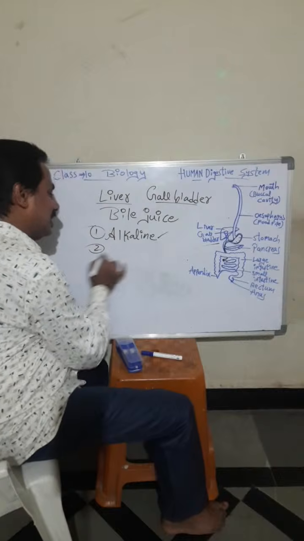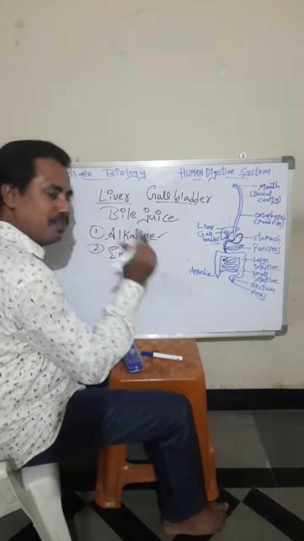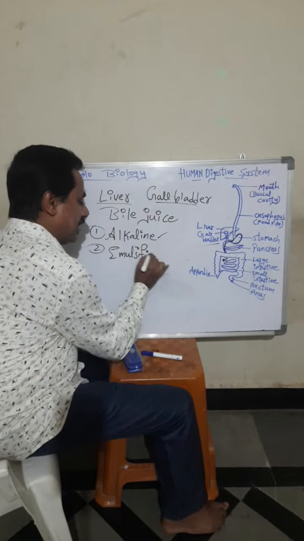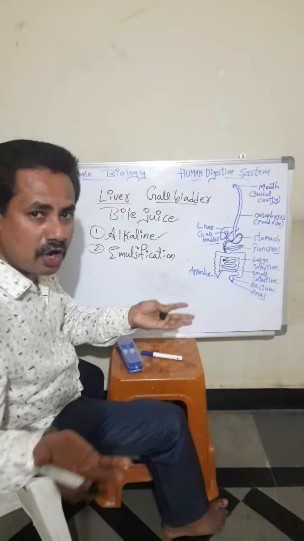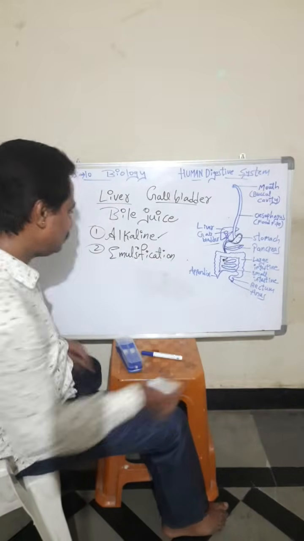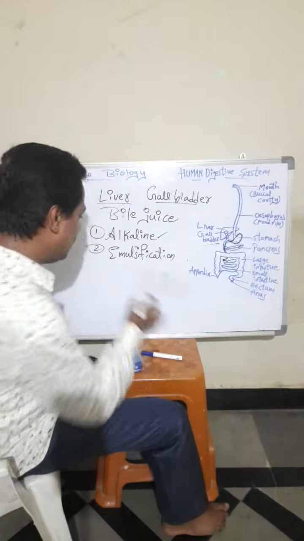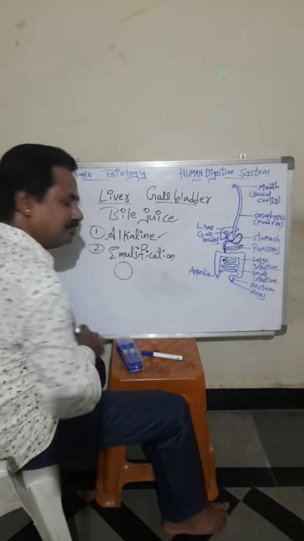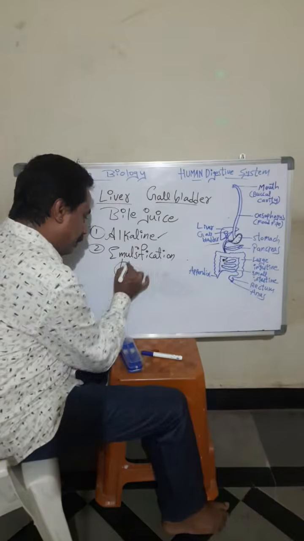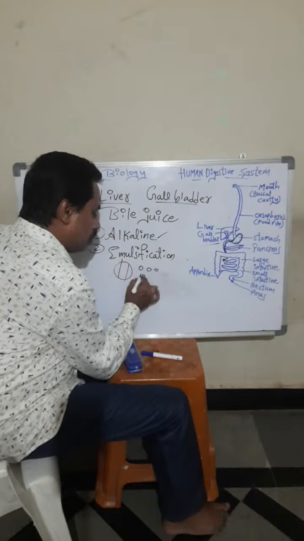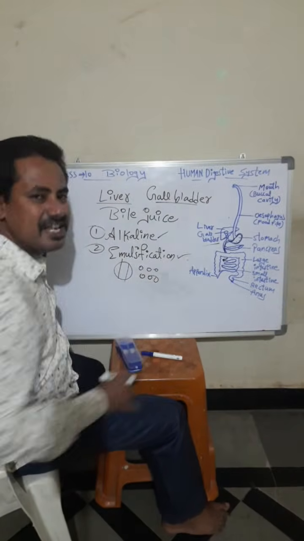And the second thing is emulsification. Only two functions of bile juice. What do you mean by emulsification? Breaking down of fats. Simple. We eat oil, butter, ghee. They contain fats. These large fat globules are broken down into small fat globules. So this is called emulsification.